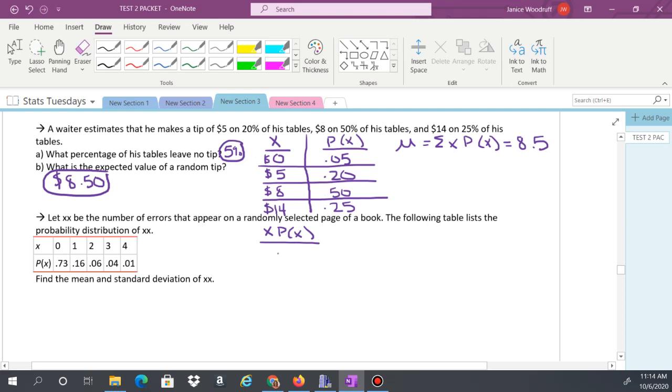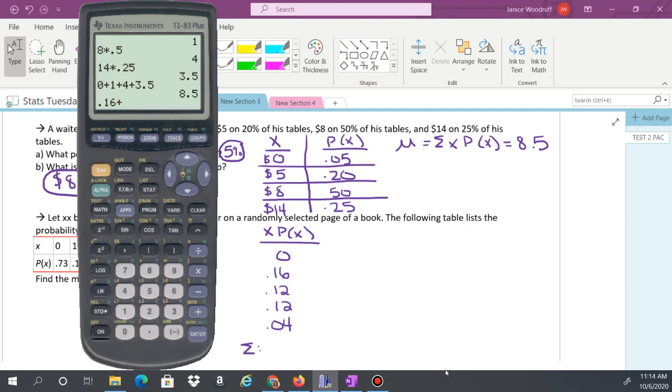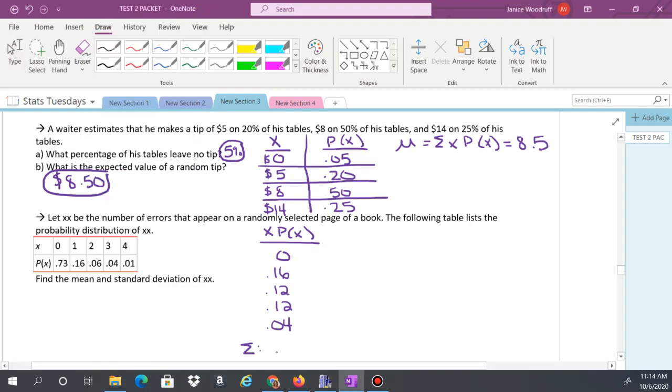First you'd have 0 times 0.73, which is 0. 1 times 0.16 is 0.16. 2 times 0.06 gives us 0.12. 3 times 0.04 is 0.12. And 4 times 0.01 is 0.04. Add all of these together, and that's going to give us our mean. So 0.44. Okay, so the mean is going to be 0.44.